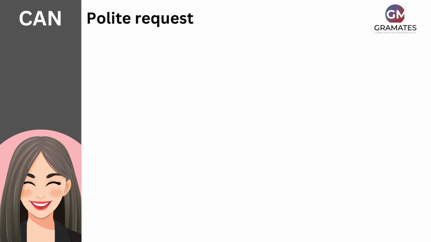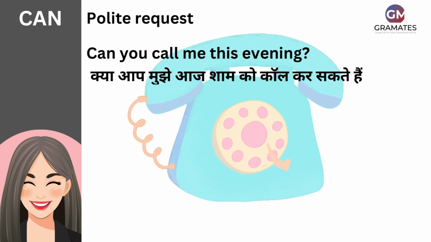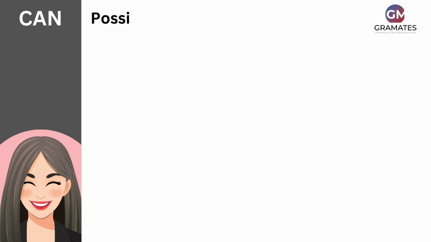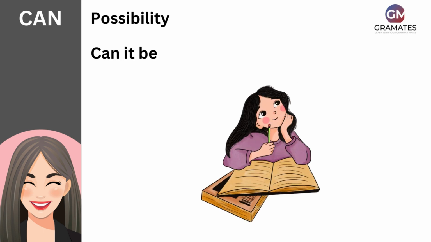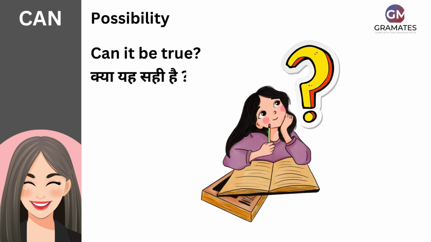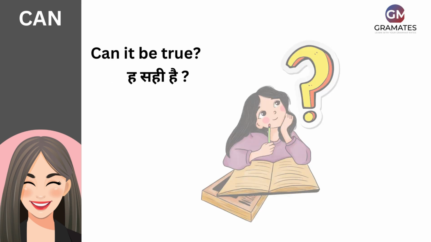Moreover, it is also used for polite requests. For example, can you call me this evening? क्या आप मुझे शाम को कॉल कर सकते हैं? Sometimes we use it for possibility as well. For example, can it be true? क्या ये सत्य हो सकता है? So हम इसको possibility के लिए use कर रहे हैं यहाँ पे.